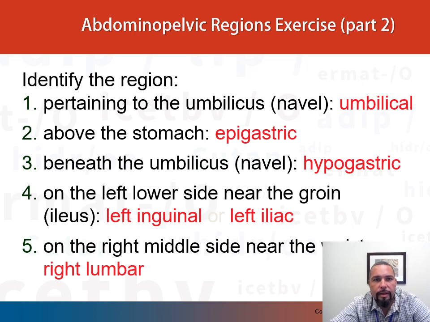So let's talk about identifying the region. Pertaining to the umbilicus, navel or belly button, you have your umbilical. Above the stomach, epigastric. Beneath the umbilical, hypogastric. On the left lower side near the groin, you've got your left inguinal or left iliac. Remember, we talked about that iliac crest being right there. And same thing on the right, and on the lumbar, the right lumbar, left lumbar.